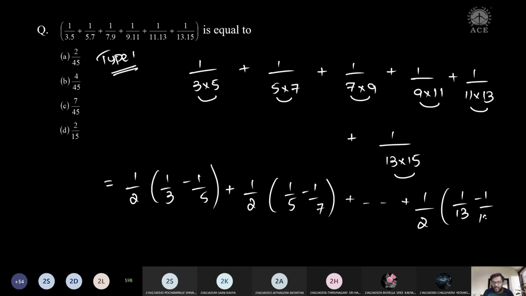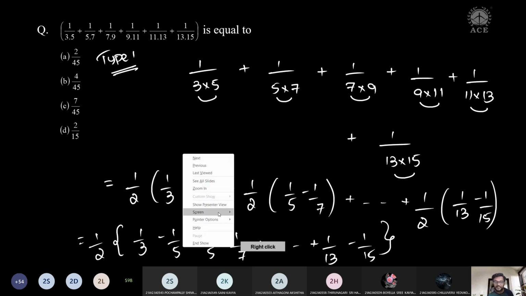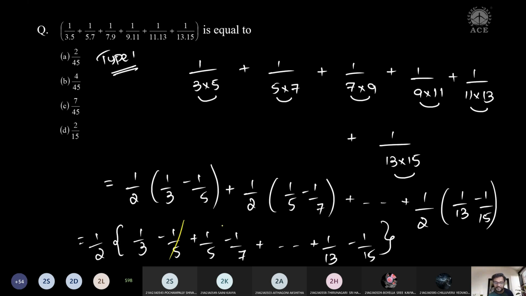So guys, you can take 1 by 2 common. What will be there inside? 1 by 3 minus 1 by 5 plus 1 by 5 minus 1 by 7 plus 1 by 7, like that, up to 1 by 13 minus 1 by 15. Now if you simplify this, what answer do you get? Guys, have rough paper, work on it. All this will get cancelled. We'll get 1 by 3 minus 1 by 15.